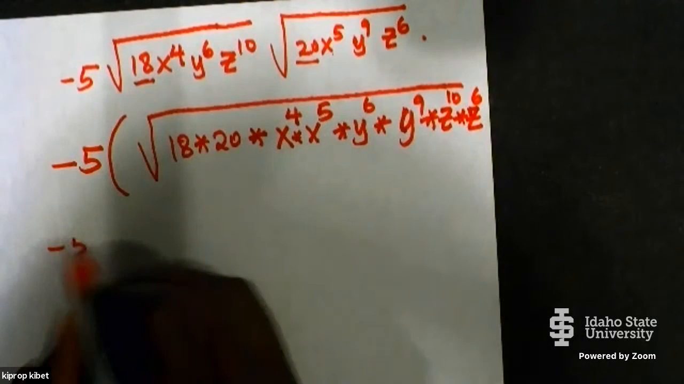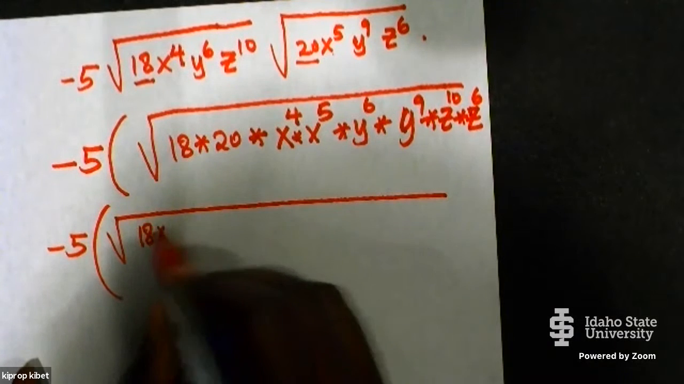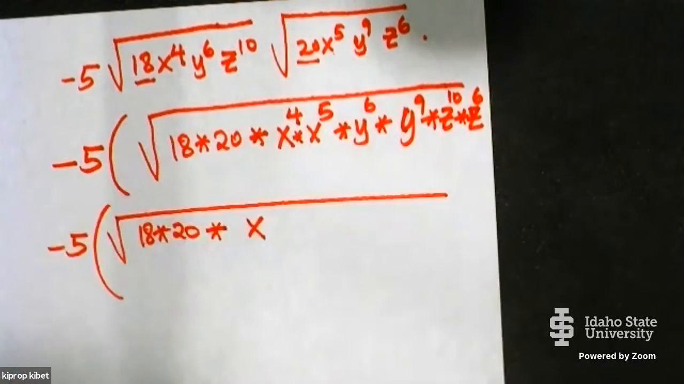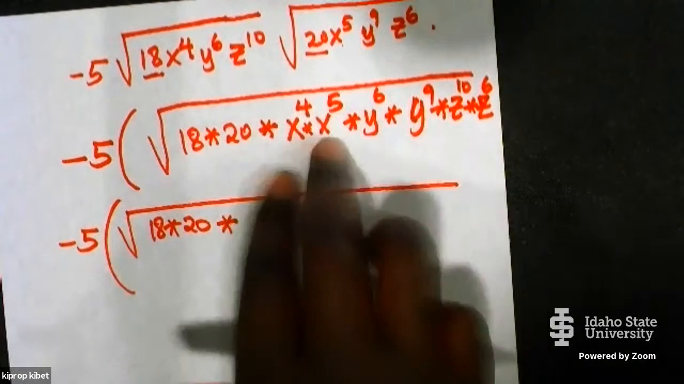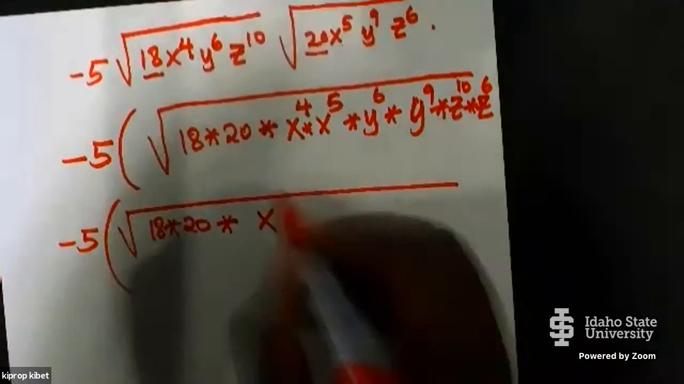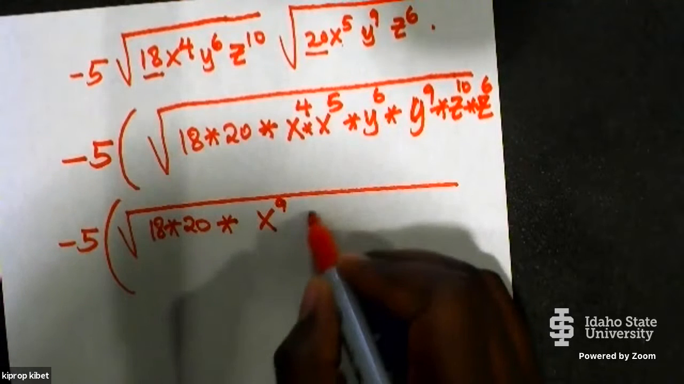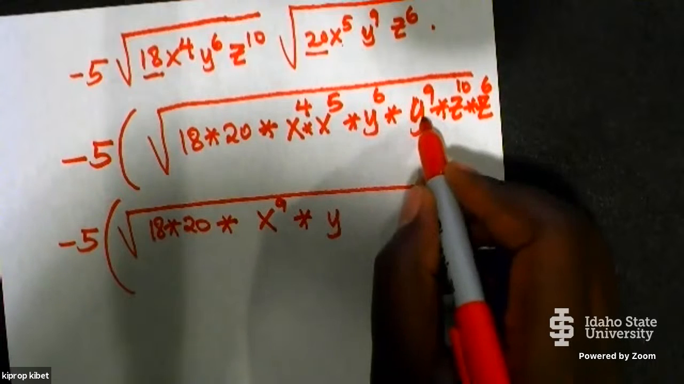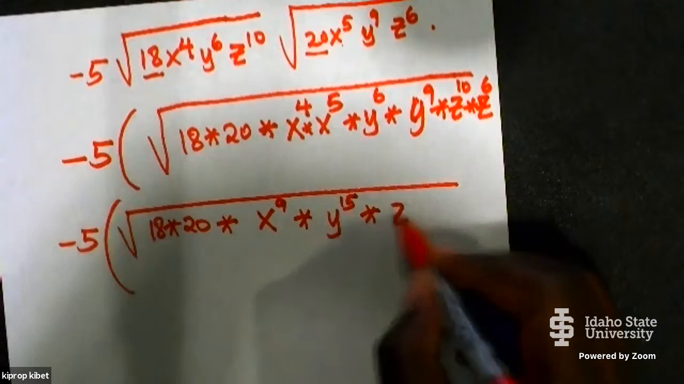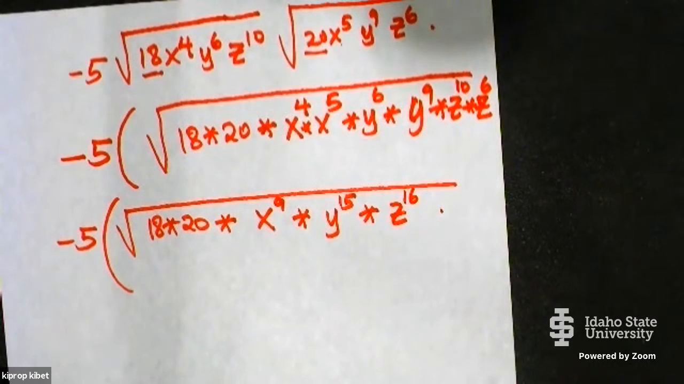So you get minus 5, the square root of 18 by 20, multiplied by x. The bases are the same, so what do you do to the power? You add, right? So x raised to 4 plus 5 is 9. Then multiply by y, the bases are still the same, 15. Multiply by z, 10 and 6, 16. Okay?